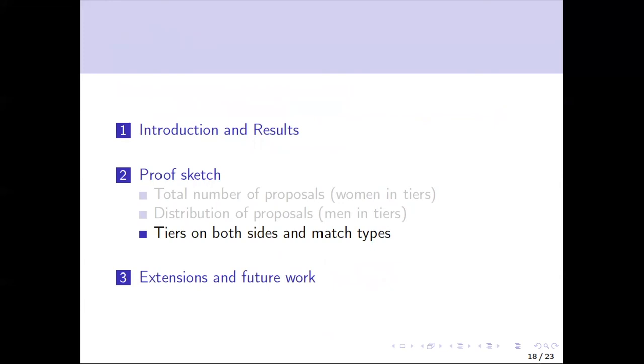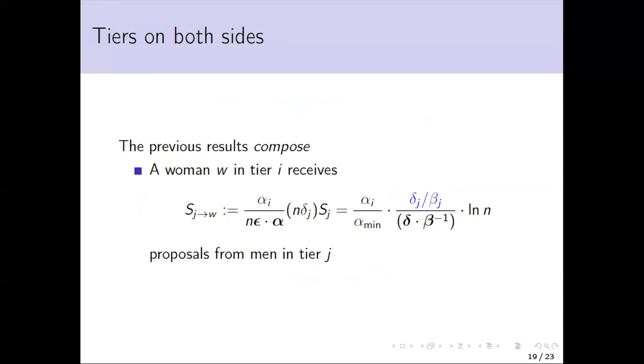Finally, as the last step, we will combine the results in the previous two, and we'll consider markets with tiers on both sides. So the key takeaway here is that we have the expected number of proposals from all men in, for example, tier J to a woman W in tier I, given by this expression. And notice that the blue terms highlight the dependency on the man's tier J. In other words, we observe that this number is proportional to the woman's score and inversely proportional to the man's score of that tier. And this result allows us to recover our original form of the expected ranks for women in each tier and men in each tier.